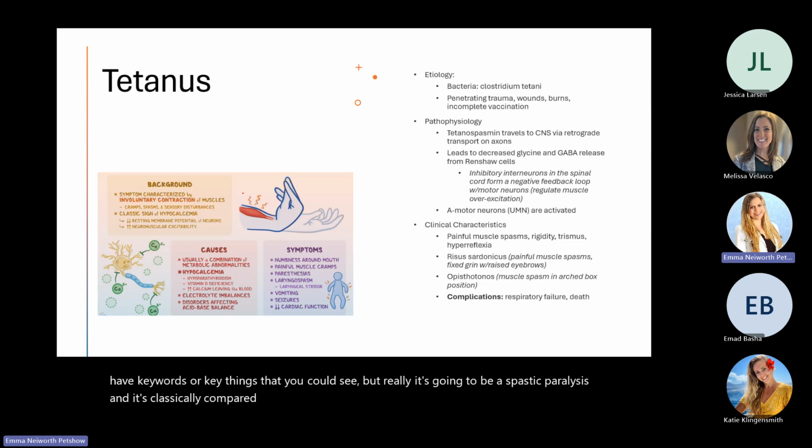So this is like our compare and contrast. So tetanospasmin, retrograde transport. It's going to block inhibitory neurotransmitters, GABA and glycine. It's going to affect interneurons. It's going to then lead to unopposed excitation of our motor neuron activity, and we get spastic paralysis. Classic, I stepped on a rusty nail.